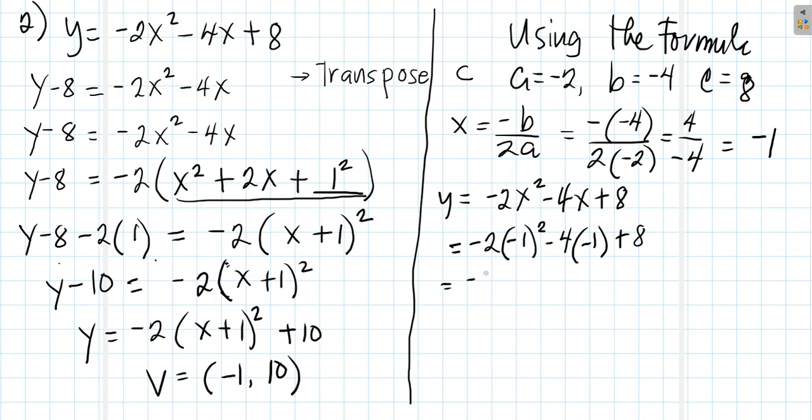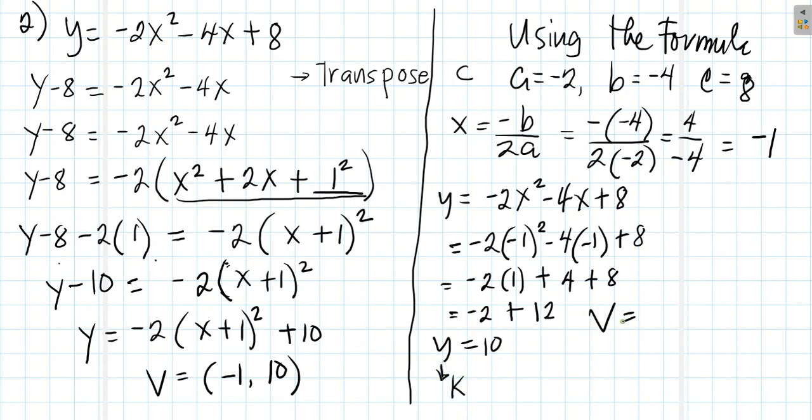We have negative 2 times 1. Negative times negative is positive 4 plus 8. So we have negative 2 plus 12. So y is equal to 10, and this is now your k. So therefore, the vertex is equal to negative 1 and positive 10, which is now the same as when you get it using the completing the square.